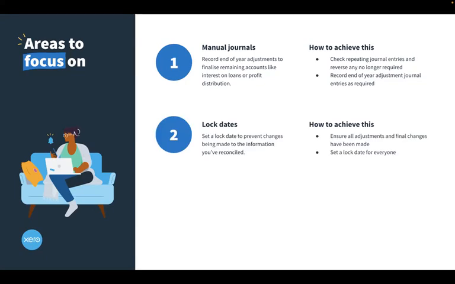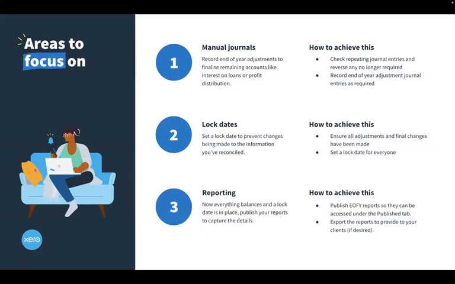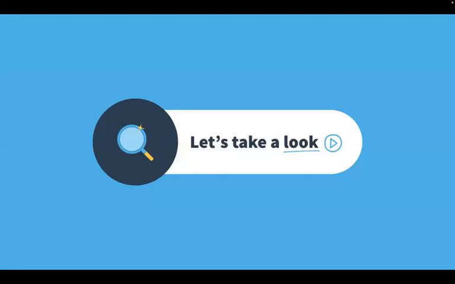The next area is lock date. So at the start, we set one lock date. At the end, we will be setting another lock date for everybody. So we'll just make sure that we've done all our adjustments and then we can in fact set that lock date. And then thirdly, once everything has balanced and we've set our lock date, then we can publish our reports for EOFY and send them to our clients. So let's take a look. We'll go back into Xero and see how we do all of that.